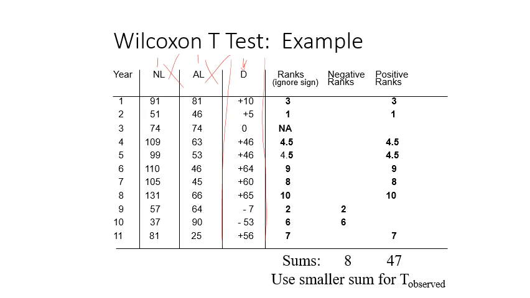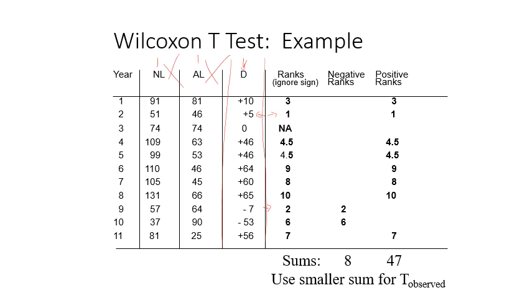First, we are going to rank them, ignoring signs. So we go from lowest to highest. The lowest was 5 here, so that gets a 1. The next lowest is 7, because again, we're ranking the absolute value of the differences.